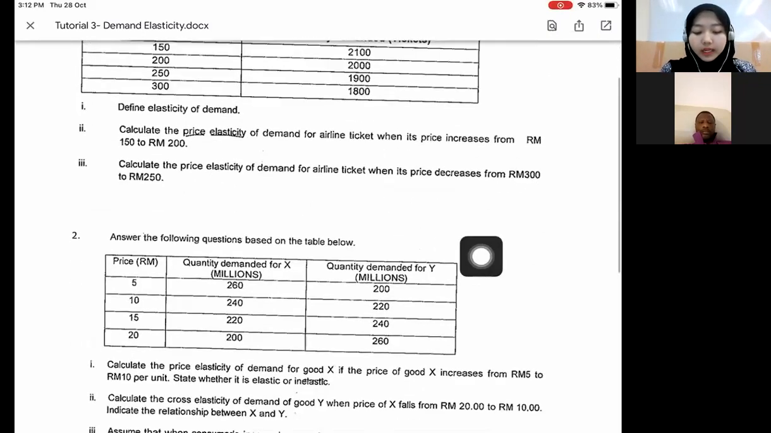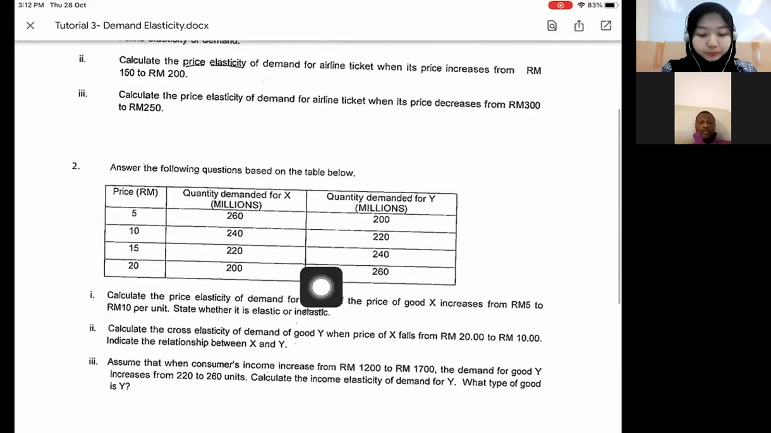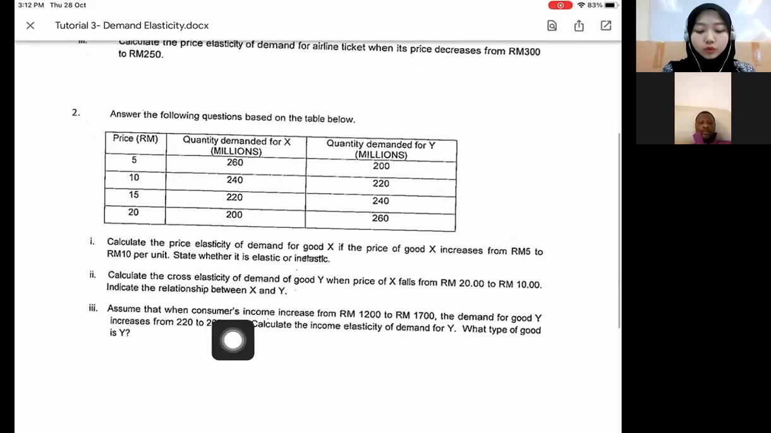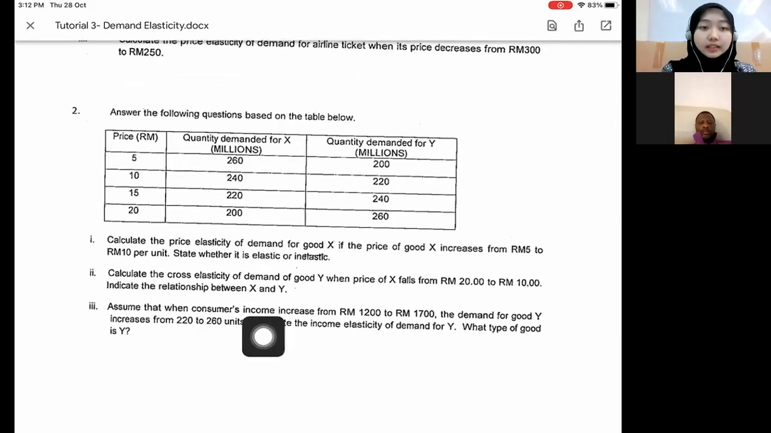Okay, and as for question number 2, here you have to calculate the price elasticity, the cross elasticity and also the income elasticity. Meaning, the things that we learned last class are these three things, right? Price elasticity, cross elasticity, and income elasticity. And remember, I told you that we are only using one formula for all of the elasticity.